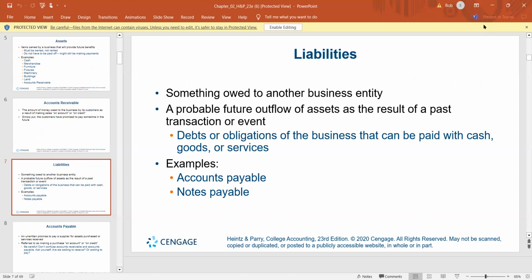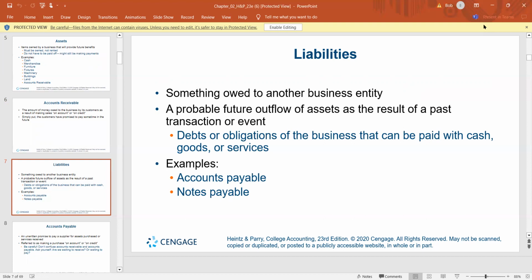Liabilities: something we owe to another business entity, and it's going to cost us some cash in the future. A liability is a debt that could be paid with cash, goods, or services. I guess if we didn't have any money, we could tell the guy, well, you can take some of our inventory or something. Liabilities, it's a payable, it's a debt, it's an IOU. It's how much we owe to our suppliers at a particular point in time. Accounts payable is the classic.